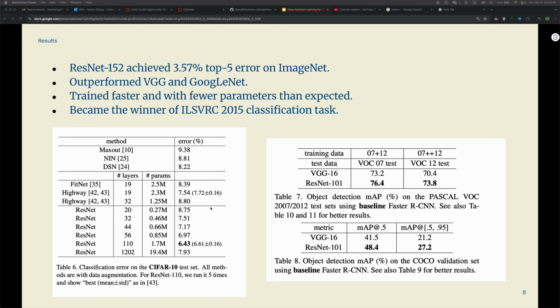So the result was impressive: ResNet 152 actually achieved 3.5% top 5 error on ImageNet, which is still one of the largest image datasets we have. And it was more efficient than deep VGG models and won the 2015 ILSVRC classification challenge.